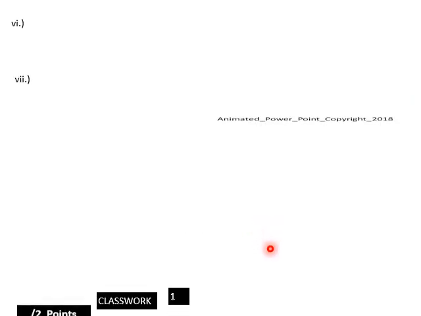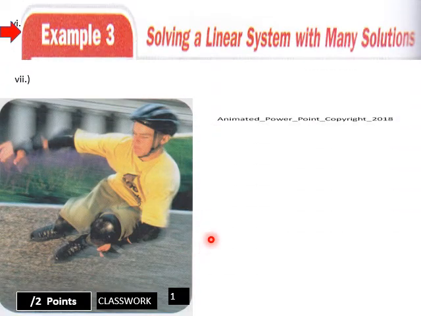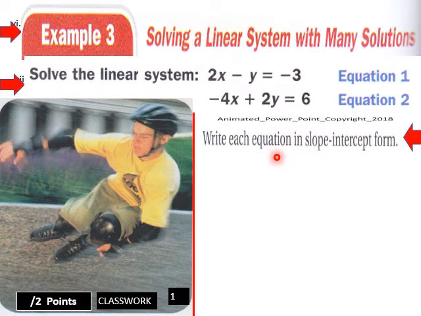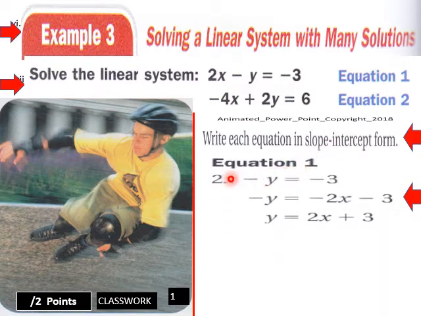Going to page 1 here of our lesson today. Example 3, solving a linear system with many solutions. So we're going to solve this linear system here. 2x minus y equals -3 is equation 1. And then -4x plus 2y equals 6 is equation 2. So to solve this linear system, start with writing each equation in slope-intercept form.